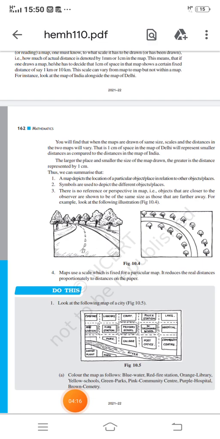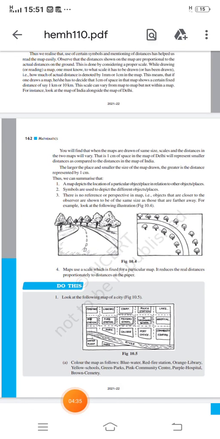In a map, 1 centimeter means a long distance. At the side, it could be written that 1 centimeter is equal to 100 kilometers. So we can draw the map of a large place on a paper. Thus, we can summarize that a map depicts the location of a particular object or place in relation to other objects or places. Symbols are used to depict the different objects or places. There is no reference or perspective in maps. That is, objects that are closer to the observer are shown to be the same size as those that are farther away.